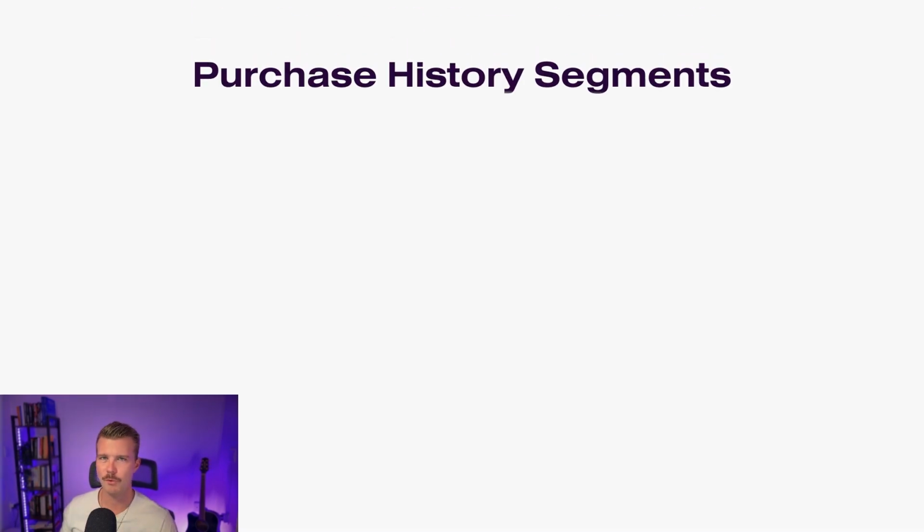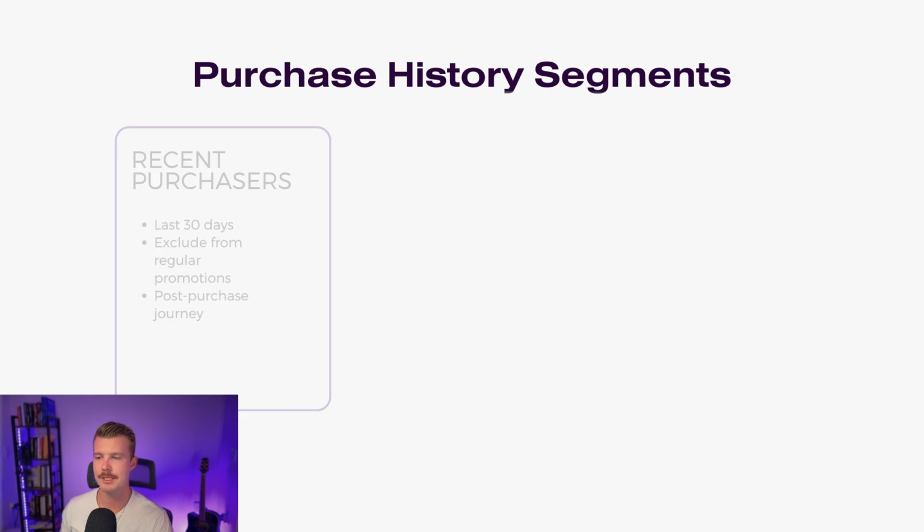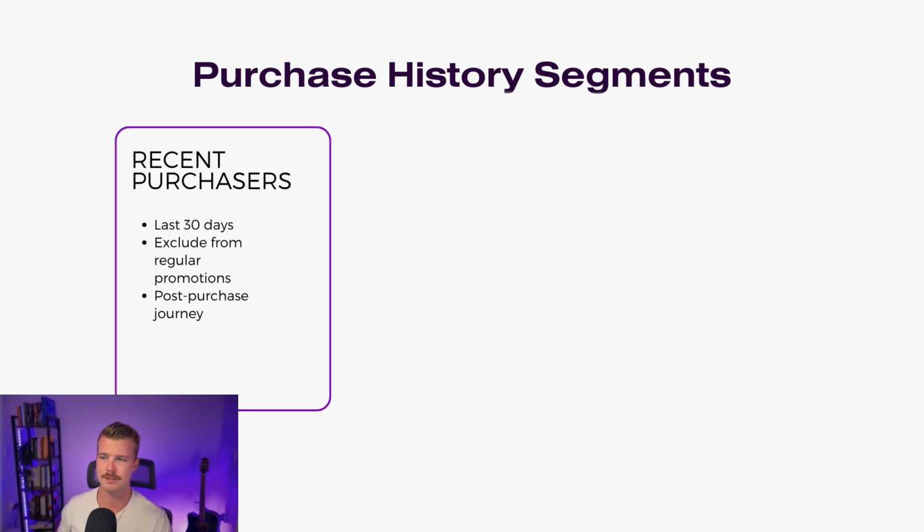So a couple different ways you might want to look at this is look at recent purchasers. So people who have purchased in the last 30 days. You might want to exclude some people from regular promotions. You might want to make sure that people are getting the right post-purchase journey, and maybe you're removing some people from campaigns just while they're waiting on their product.